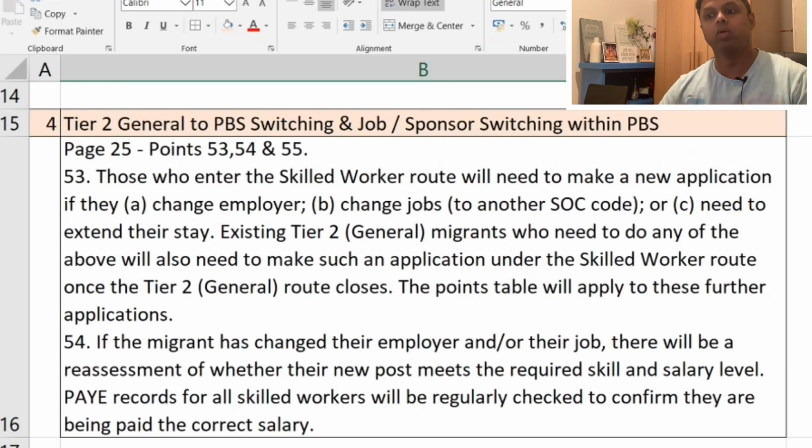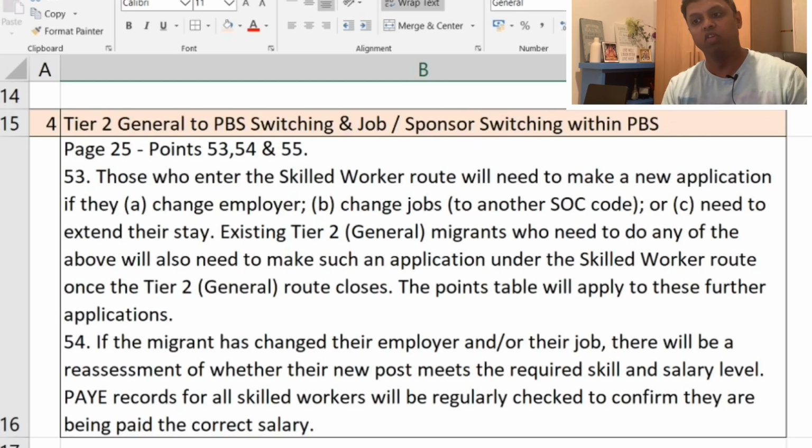But remember, you'll have to go through the entire application process again, and you will need to score the 70 points. So you'll need to prove everything. For example, if your salary threshold gave you 20 points in the first job with the first sponsor, and you decide to switch to another sponsor or another job, the second job should also give you 20 points for your salary threshold. You still need to score 70 points again if you want to switch.